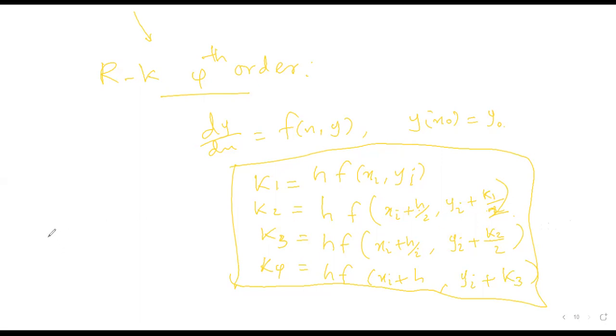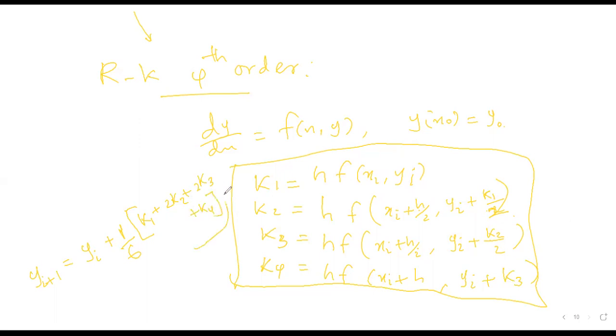Not only this, but also we have to know yi will be yi plus, since it's the fourth order now, 1 by 6. It's like a 3 factorial. k1, whatever k1 you have found, plus 2 times k2, plus 2 times k3, plus k4.